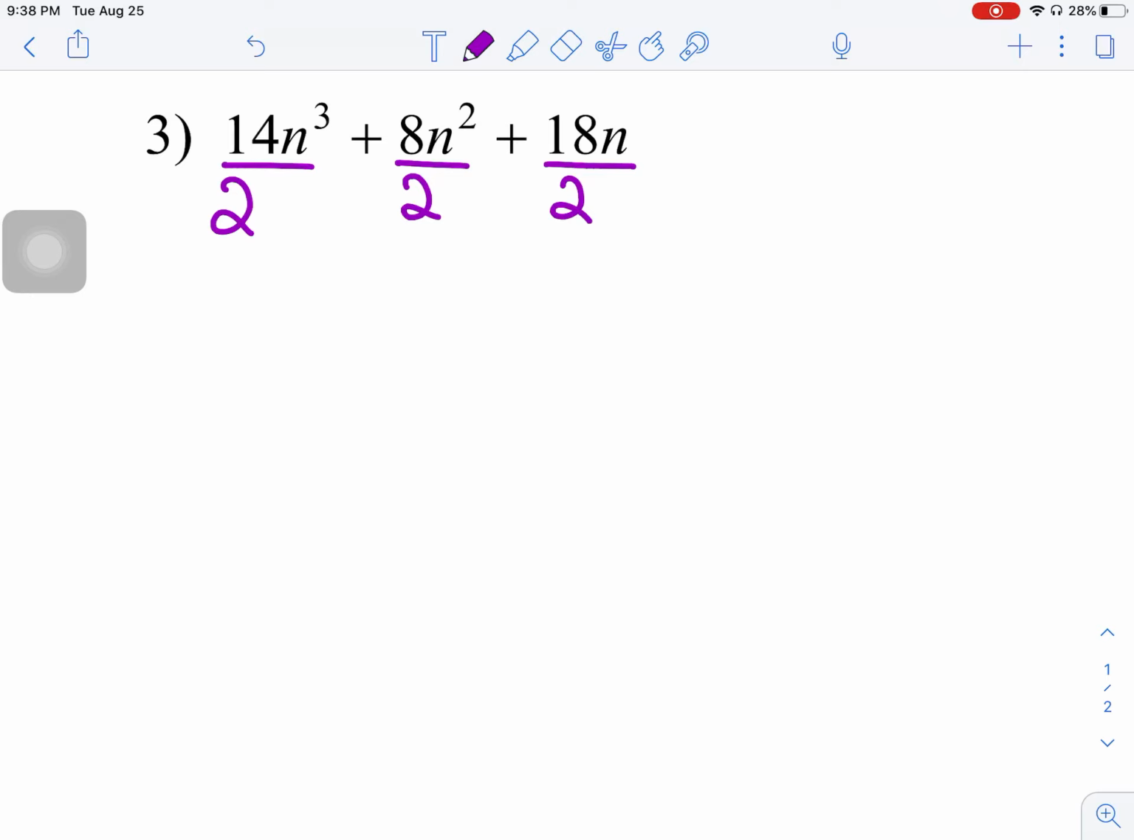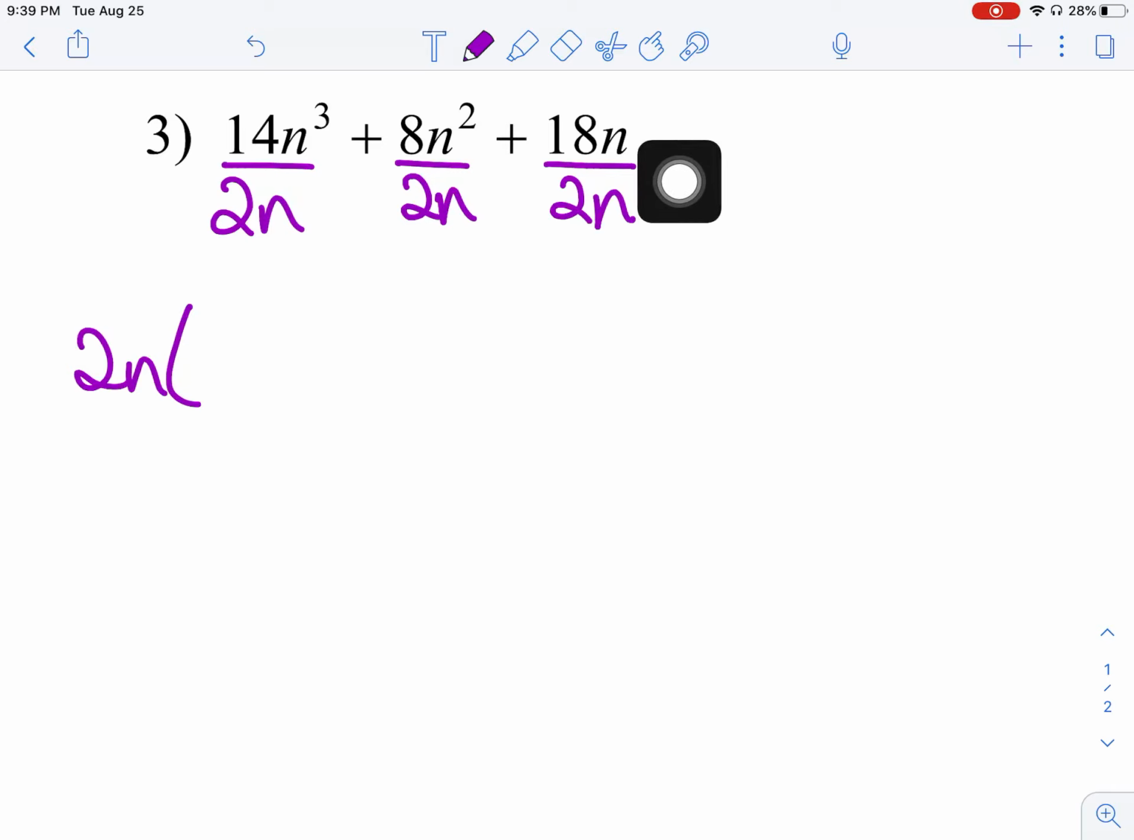And if we look at the variables, we have n to the third, n to the second, and a single n in the last term. Because this last term only has a single n, that means I can only divide one n out. That's it. So that 2n is the greatest common factor for those three terms.